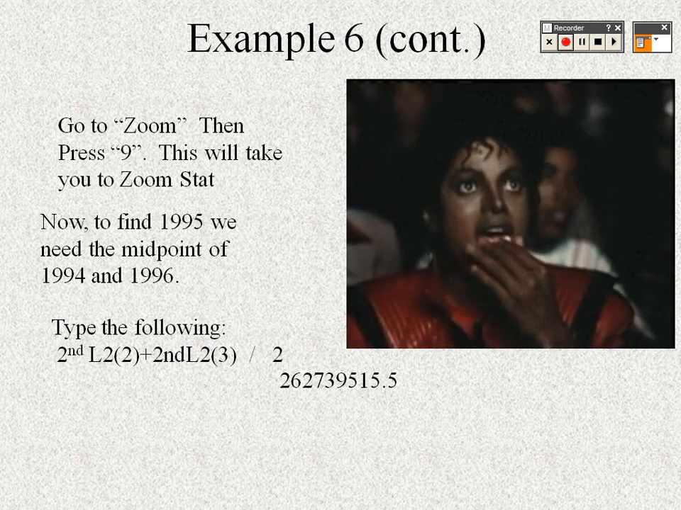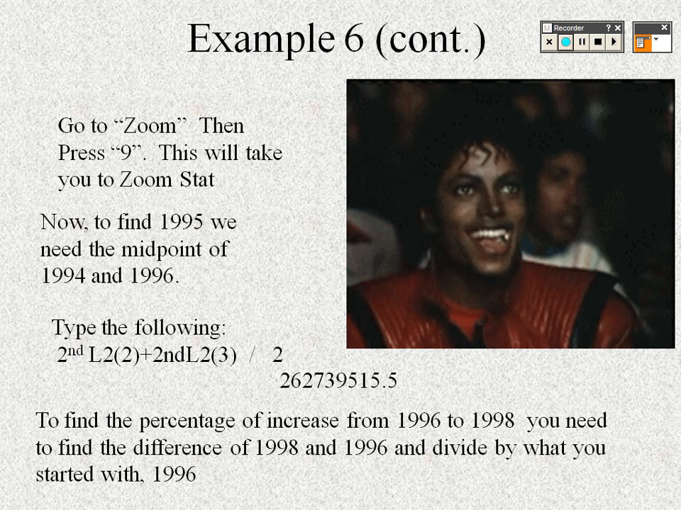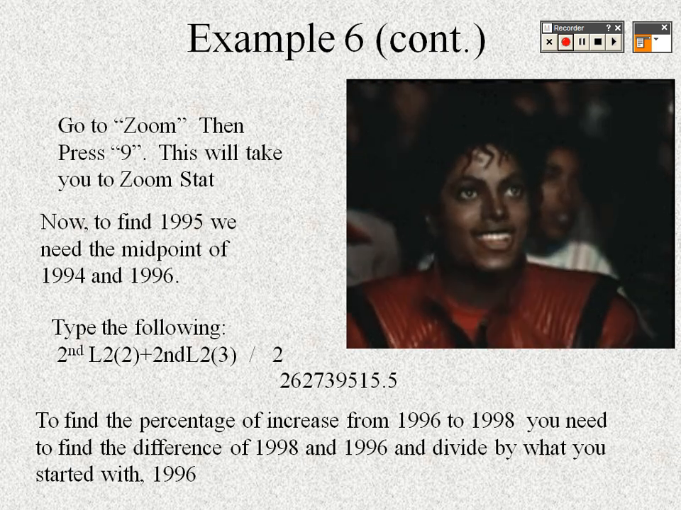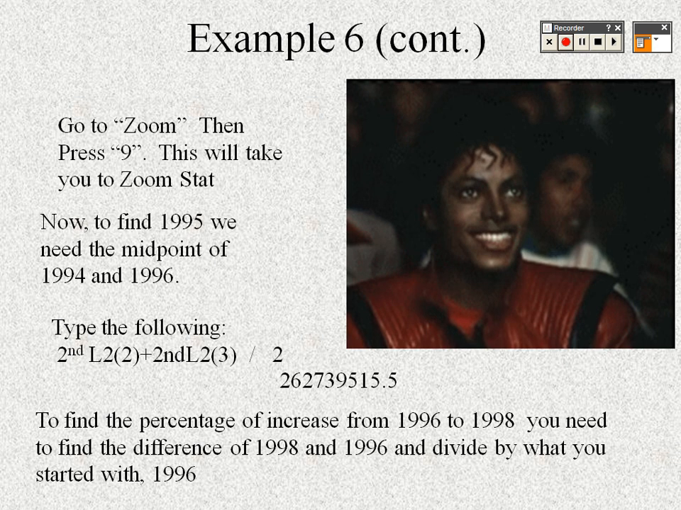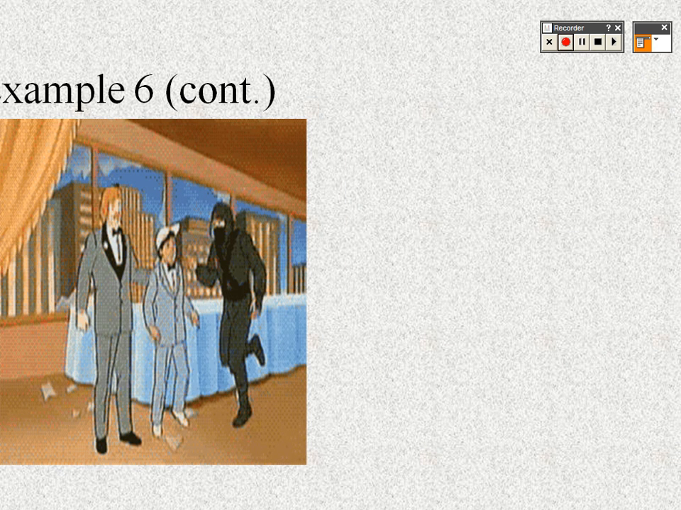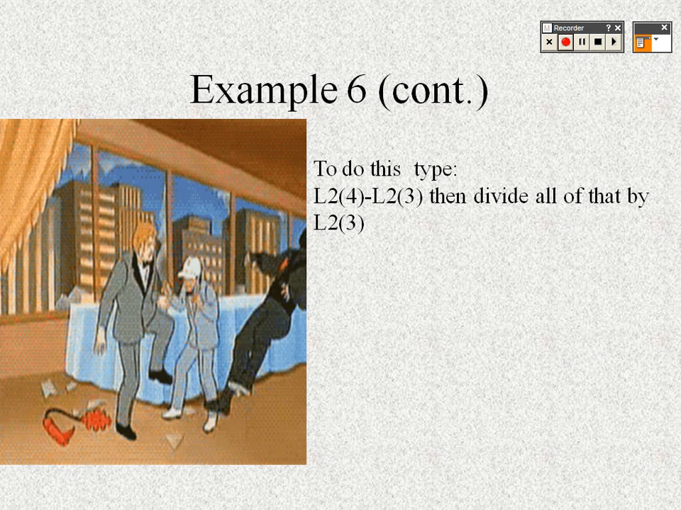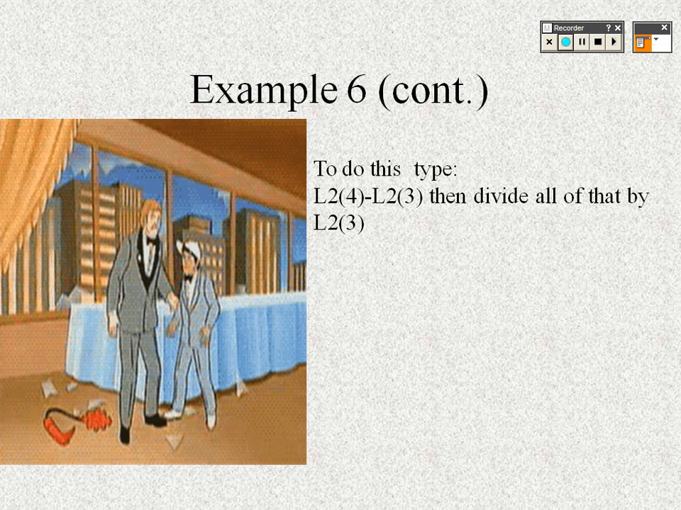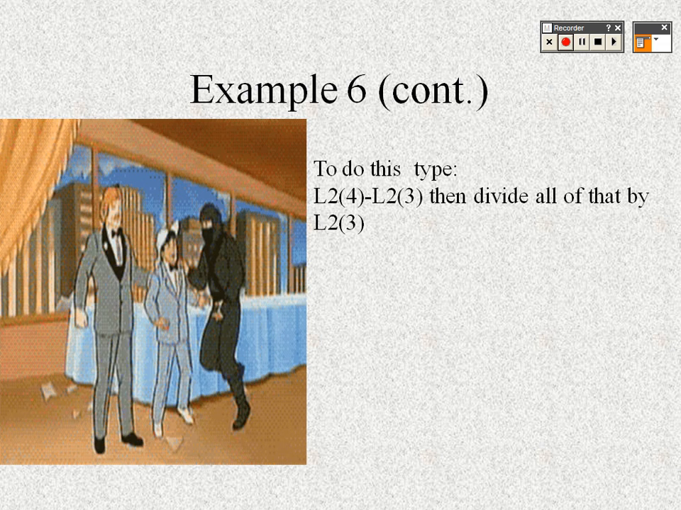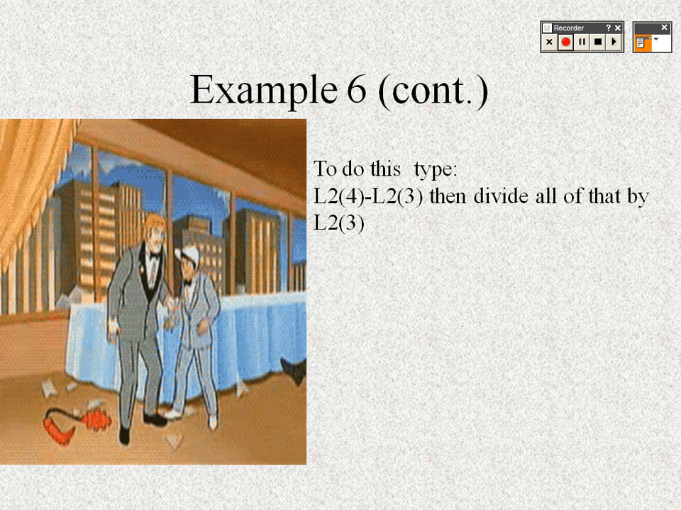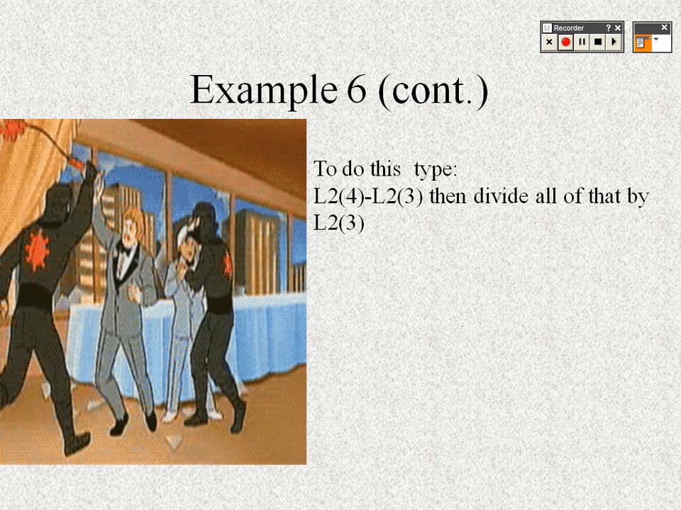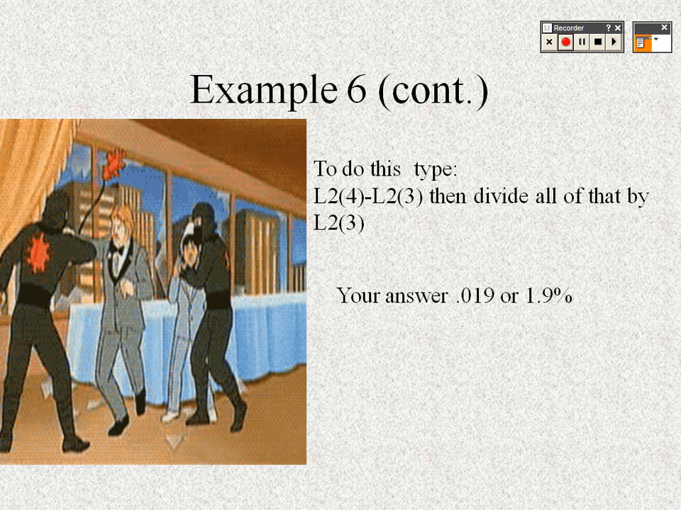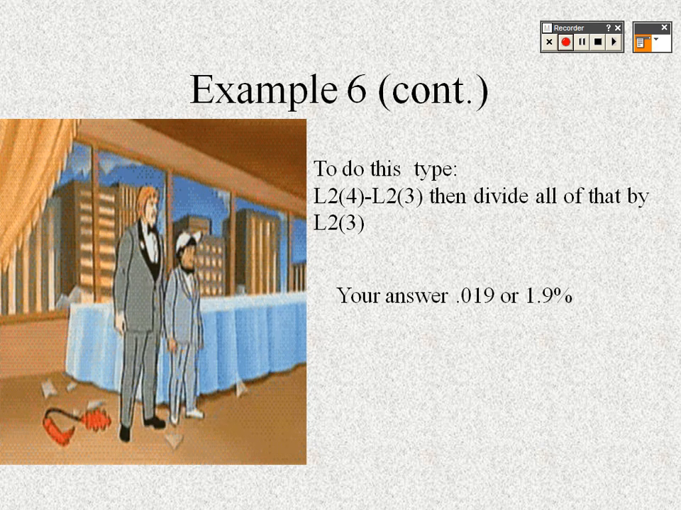Or like I said, you could just add the two together in the beginning, divide by 2, and find the midpoint. To find the percentage of increase from 96 to 98, you need to find the difference first, which we already did, but you can do it using your calculator. Take list 2, 4, minus list 2, 3, and then divide that by list 2, 3, and that should give you 1.9%.